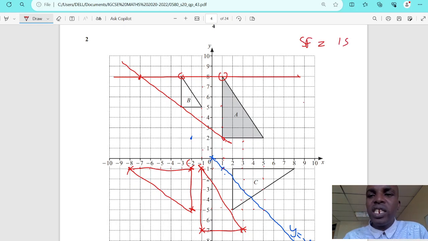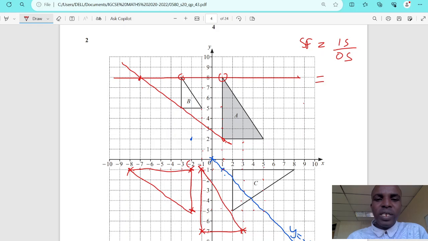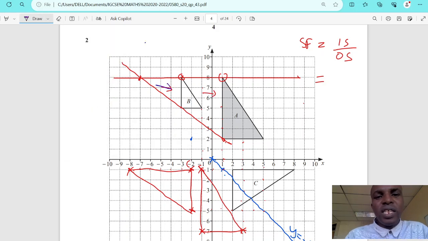is image side over original side. Length of image side is A onto B. So B is the image now, right? So I can choose which side, this side and this side. This side and this side. So I can choose B.